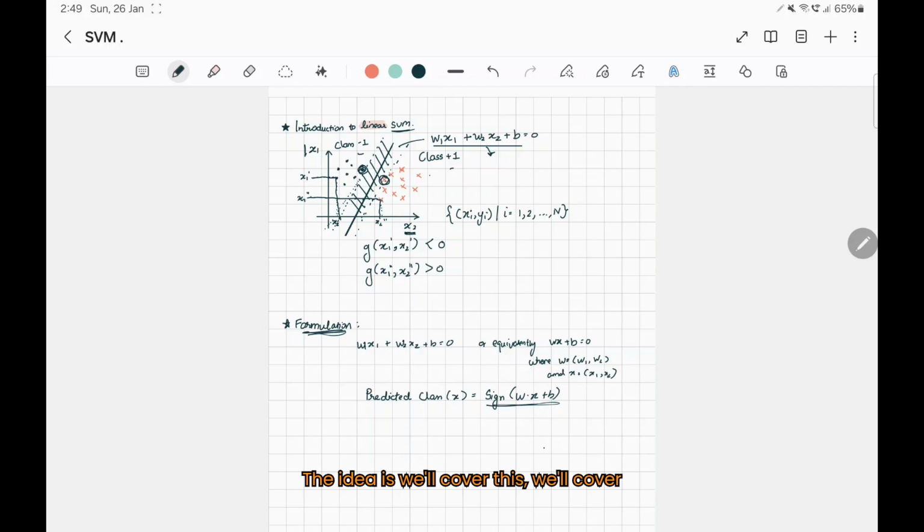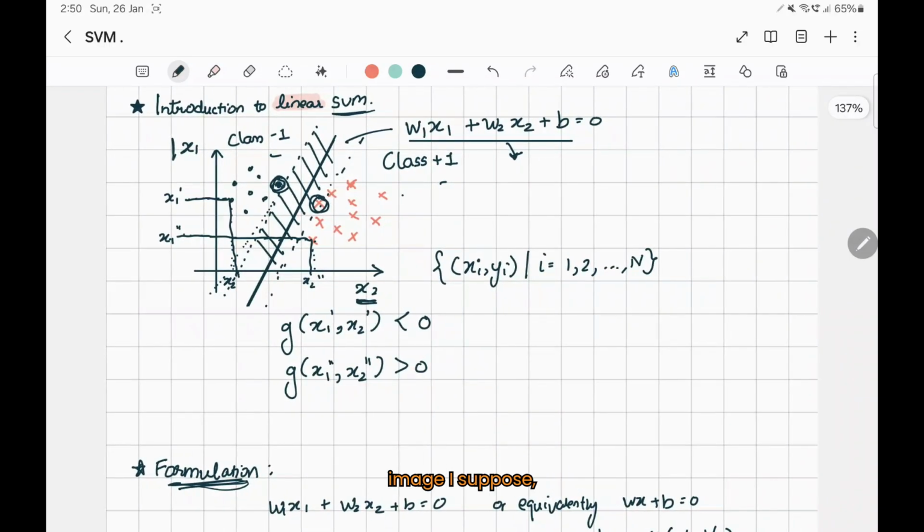The idea is we'll cover the geometric intuitions of this problem, then jump into the optimization problem, and then ultimately what leads to the classification. So I already have this really rough image, I suppose, but I'm going to redraw it whenever possible.